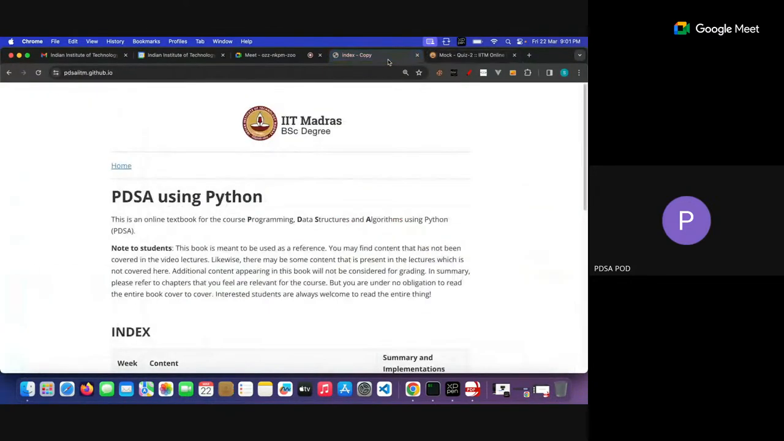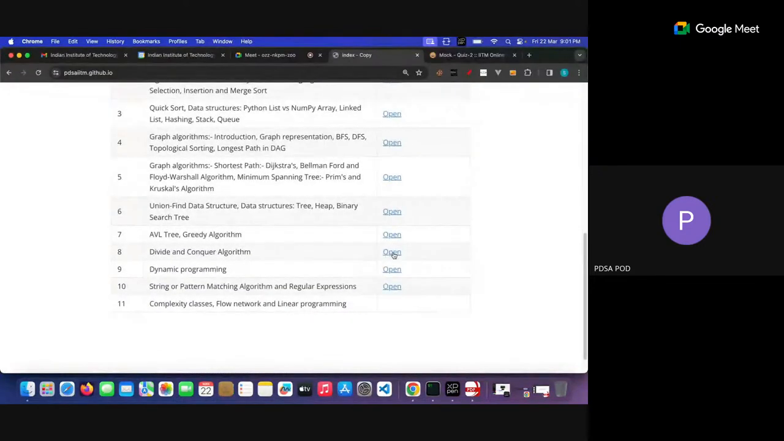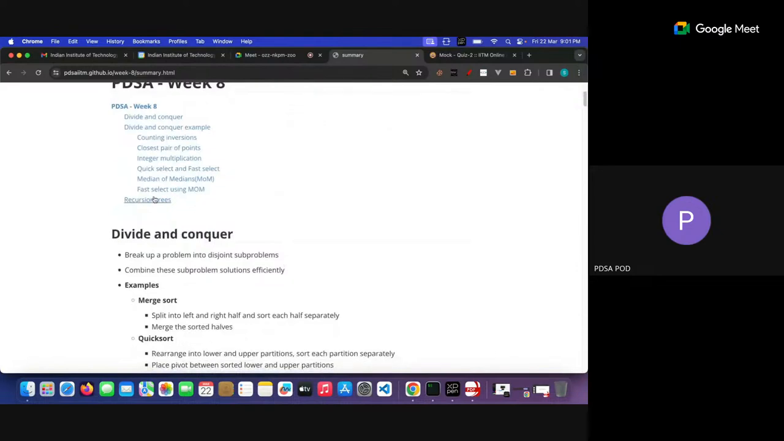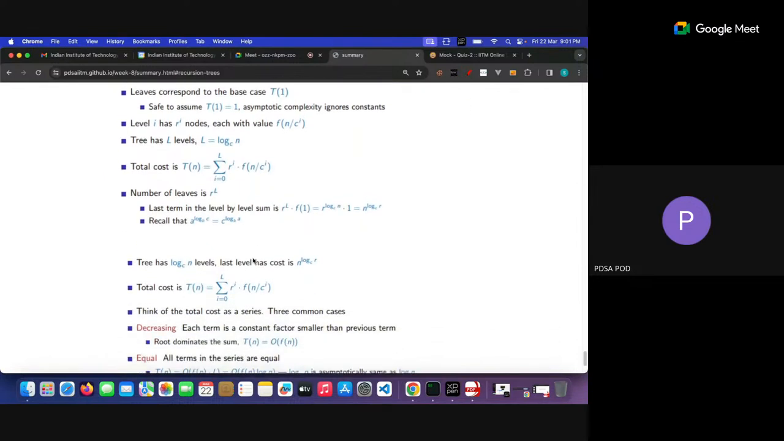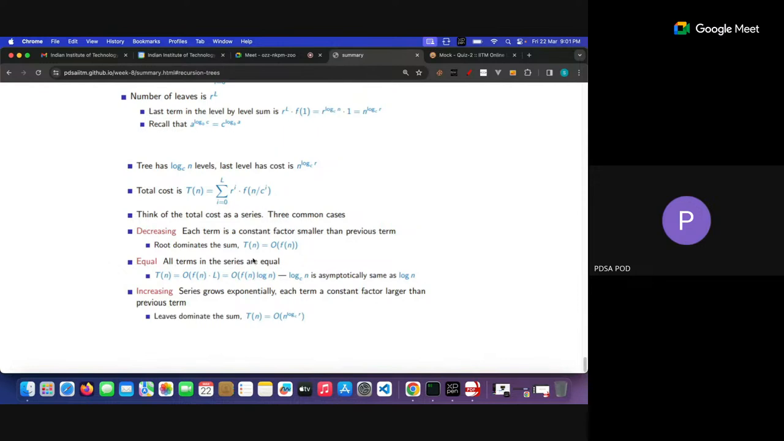So let me go for those earlier notes which you saw, week number 8, the recursion trees. Look at this one. See, the series grows exponentially. Each term is a constant factor larger than the previous term. Previously n was there, then it goes to 3n, 3n was there, it's going to 9n. So it's going to increase.